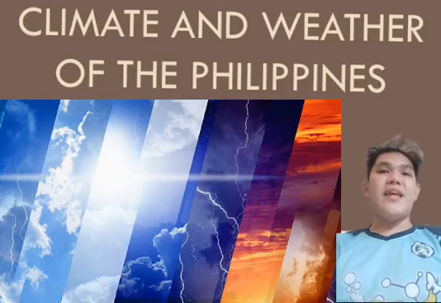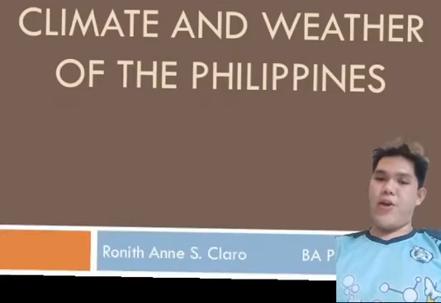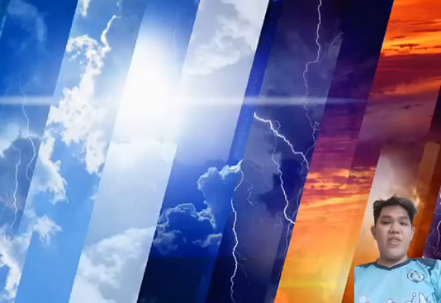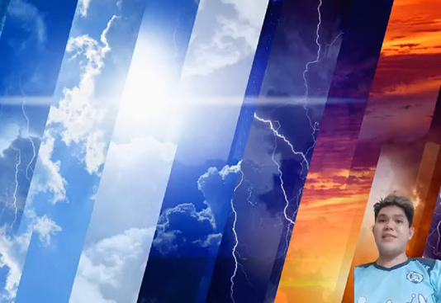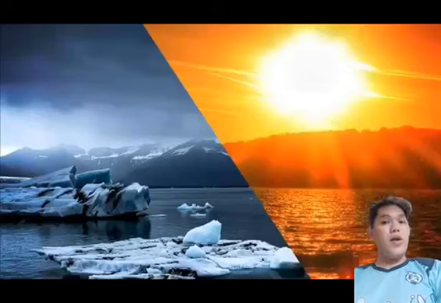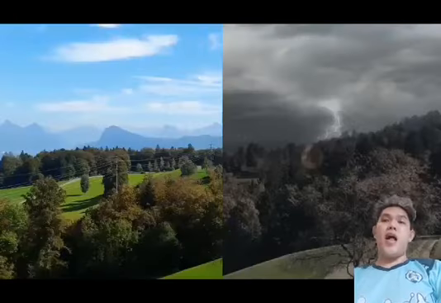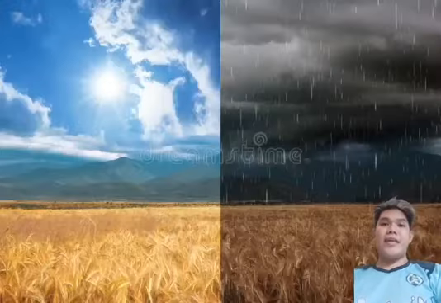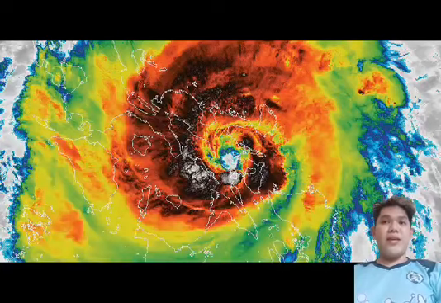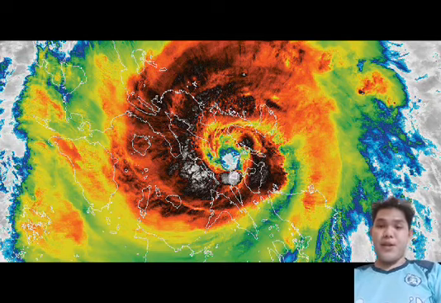But before that, let's have some definitions about weather. According to Wikipedia, weather is a state of the atmosphere describing, for example, the degree to which it is hot or cold, wet or dry, calm or stormy, clear or cloudy. Weather refers to the day-to-day temperature, precipitation, and other atmospheric conditions.